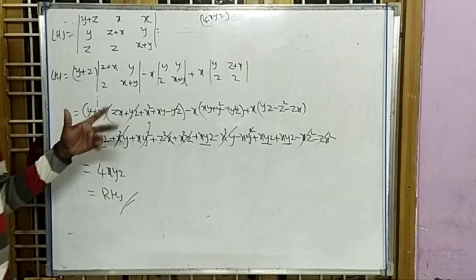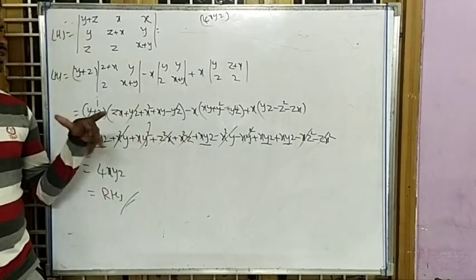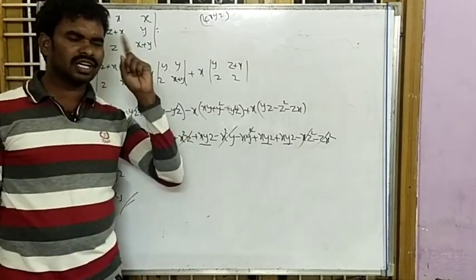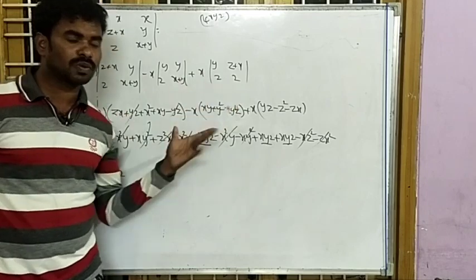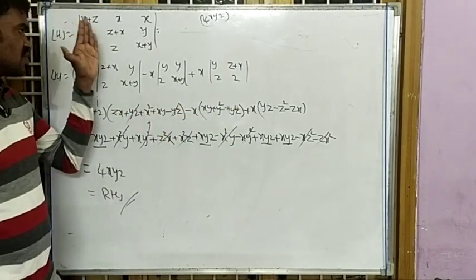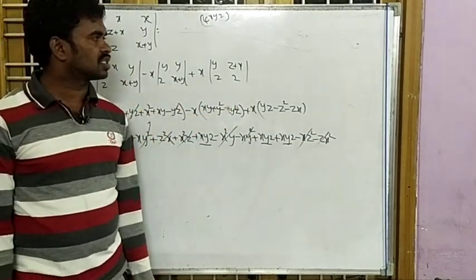Because of what I am saying in this method, sometimes if you don't know about this question, you may think about which property is suitable. Here no property is used, just find the determinant and get the answer.